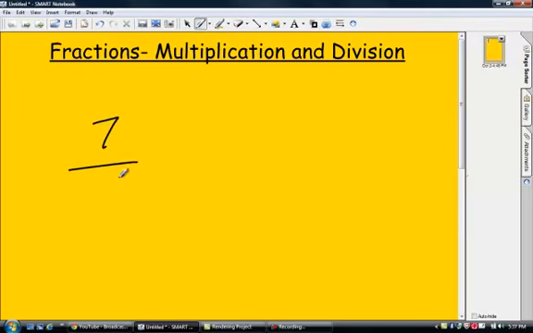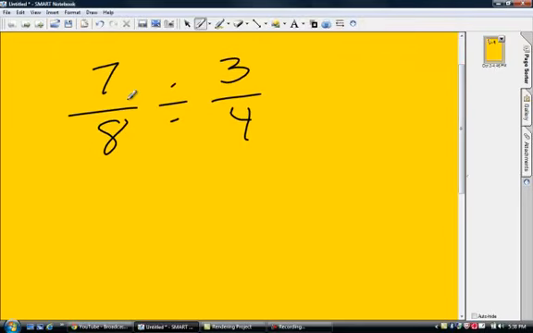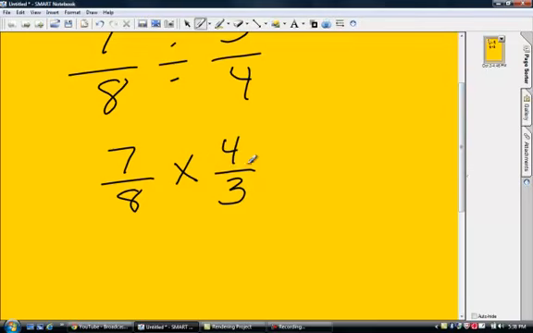I'm going to start with 7 over 8 divided by 3/4. Now it's against rules and regulations to divide two fractions, so you have to flip the second one and turn it into multiplication. Now everything you do is okay. Divide by 4 like we did. Sorry, it's going to be a 1. 4 goes into 8, 2.